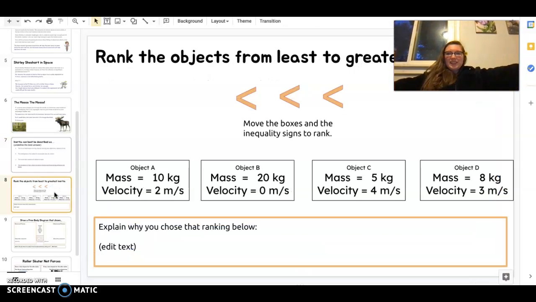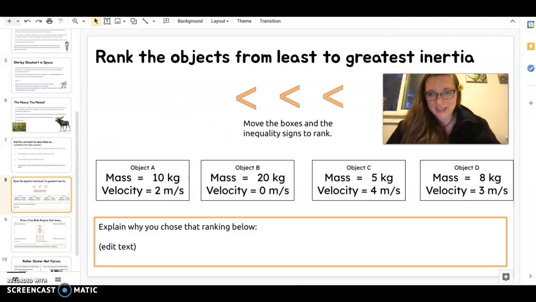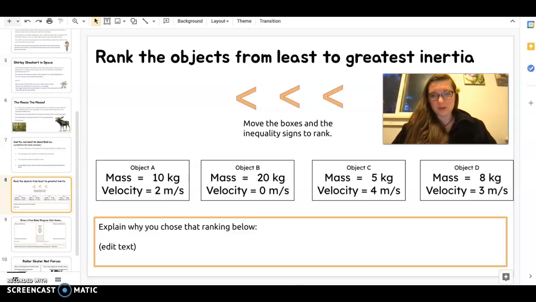So we're going to rank the objects from least to greatest inertia. Now this one looks tricky, but if you remember the rule about what is the only thing that impacts inertia, then it's pretty easy. So we have mass and velocity for each one of these. I see a mass of 10 kilograms, velocity of 2 meters per second, mass of 20 kilograms, velocity of 0 meters per second, a mass of 5 kilograms and a velocity of 4 meters per second, a mass of 8 kilograms and velocity of 3 meters per second.